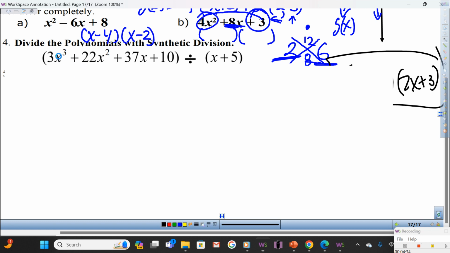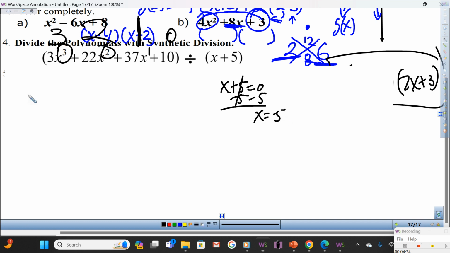Is it in standard form? Let's see. 3rd degree, 2nd degree, 1st degree, 0 degree. Yes. So then x plus 5 equal to 0, minus 5 minus 5. x equals -5, so I start with that one as my divisor. Coefficients here are 3, 22, 37, and 10.